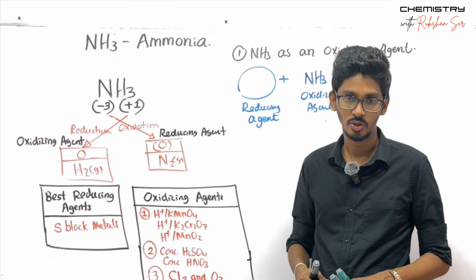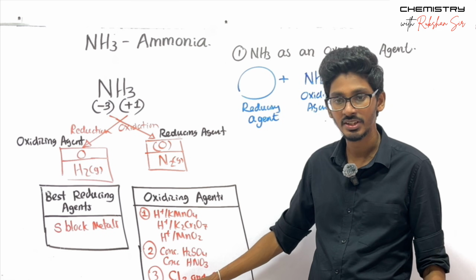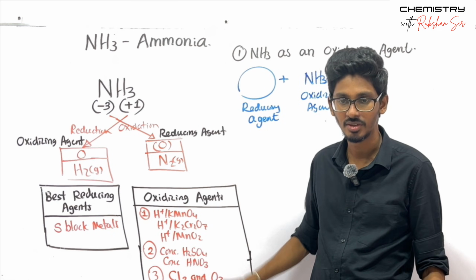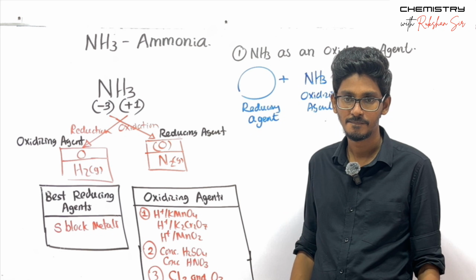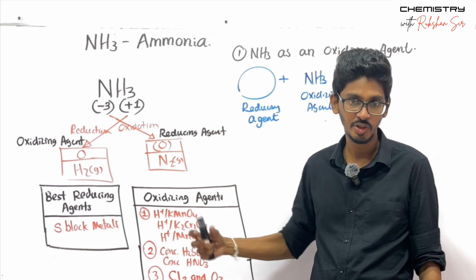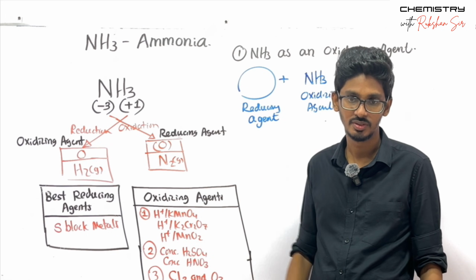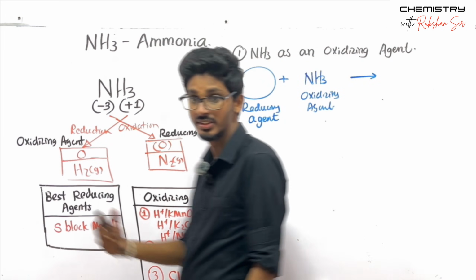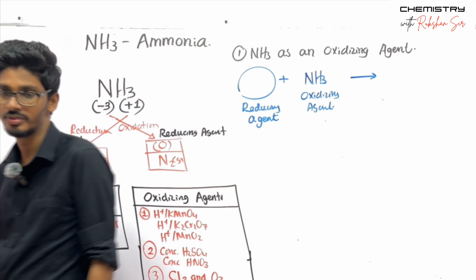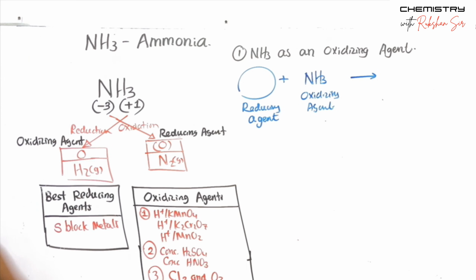Right? So group 17, group 16, these guys have a greater affinity to accept electrons. Electron gain energy is also great to accept electrons. Group 16 and group 17.